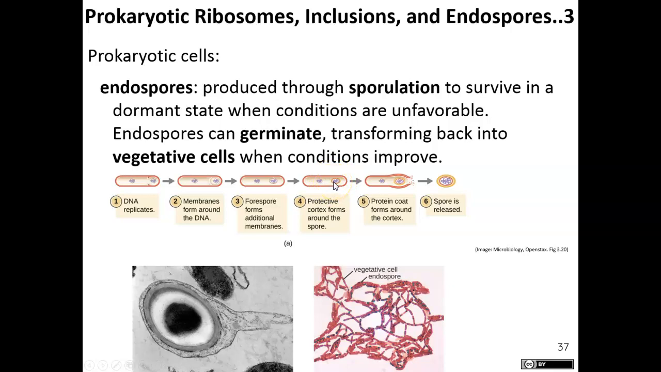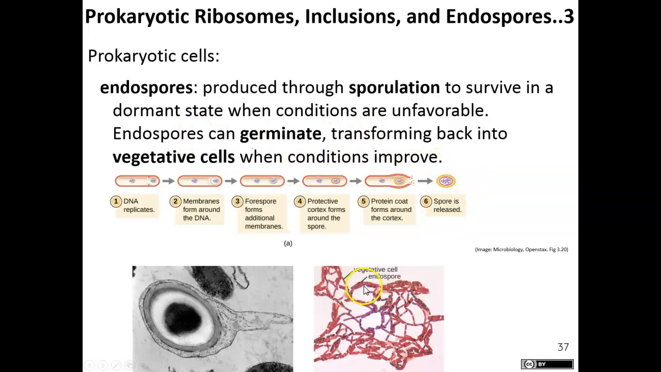The endospore is then dehydrated, so water is pulled out, and then the endospore is released from the parent cell. The parent cell dies, and that endospore with the existing DNA is released and can sit in the environment until favorable conditions come again.